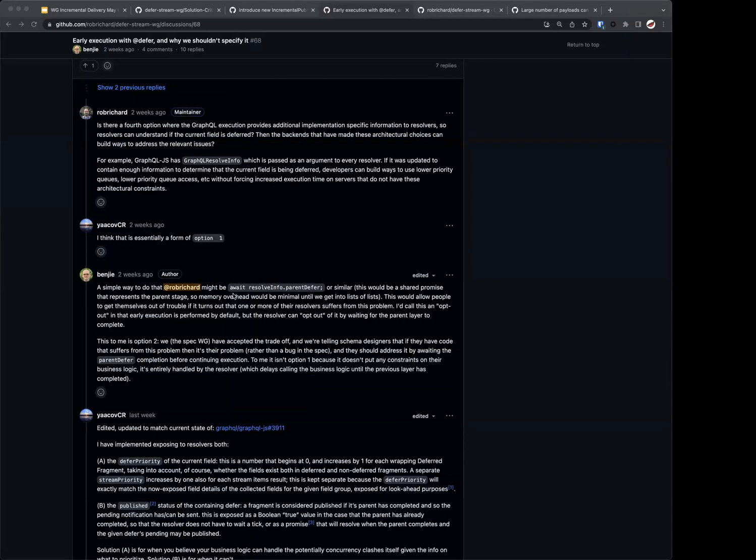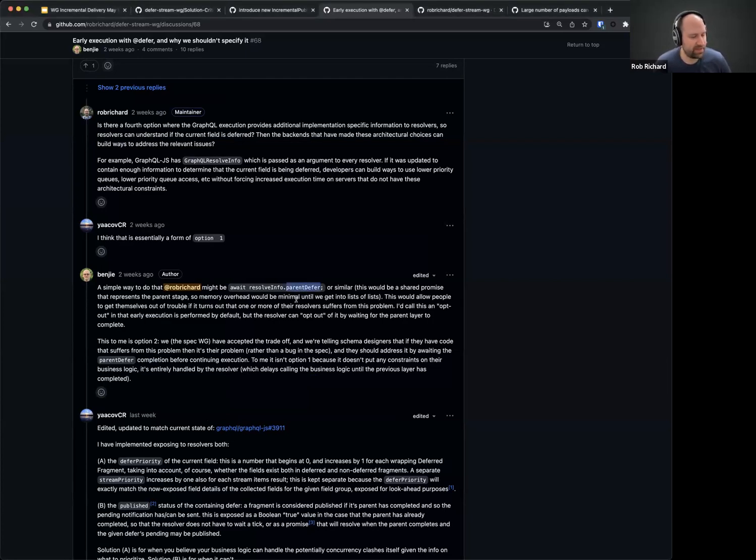Yeah, that's the inverse of what I had proposed, where you put something on resolve info. Benji said it could be a promise, parent defer, that you could then await inside your resolver. That's taking the opposite approach. So it's early execution by default, but where you do run into these issues, you can do this. Or I'm imagining that if you have code that you use to make your database queries, you could make it smart enough that you could pass the resolve info to it, and it could make separate queues for whether something's deferred or not, or do the awaiting on its own. So it's not necessarily that you have to flag every single resolver.